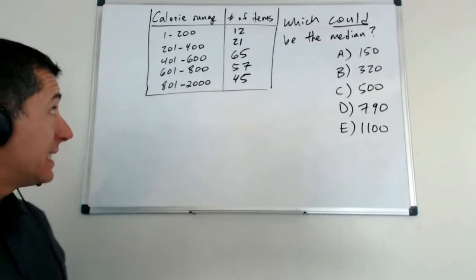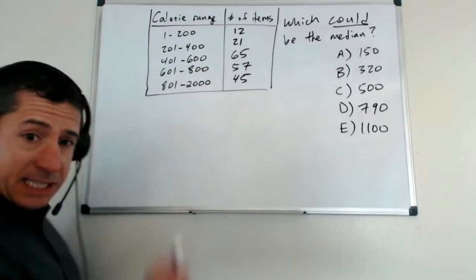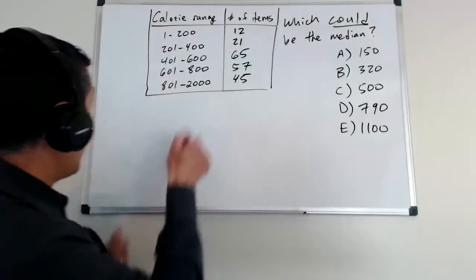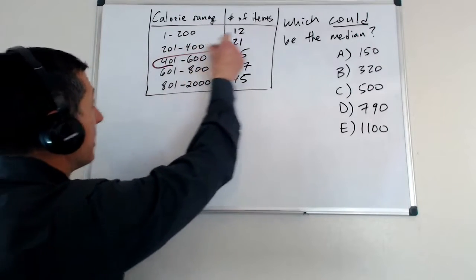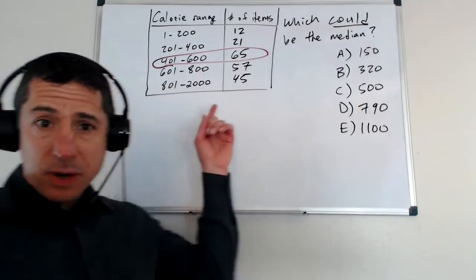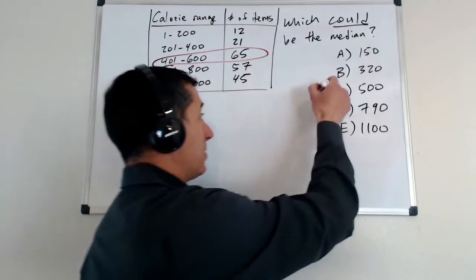Really, really common thing we see. For most people, they glance at this and their first instinct is, oh yeah, we've got 5 different sets of numbers here. It's got to be right here. So that median has to be somewhere in that 401 to 600 range. So my answer is C, and I'm out of here.